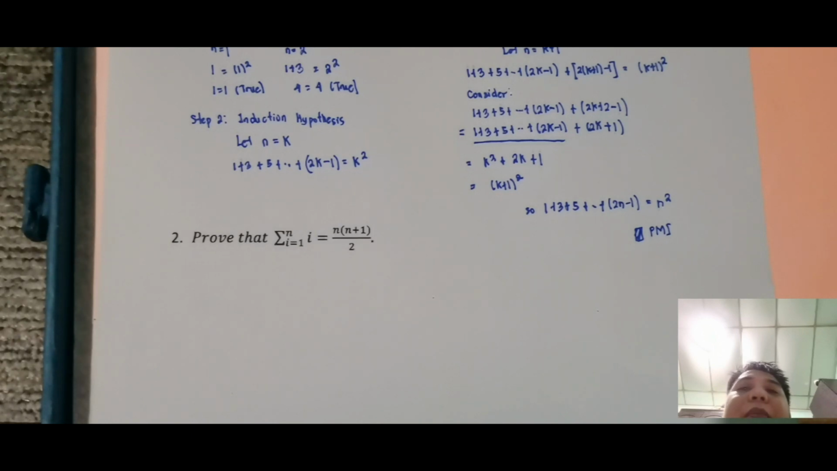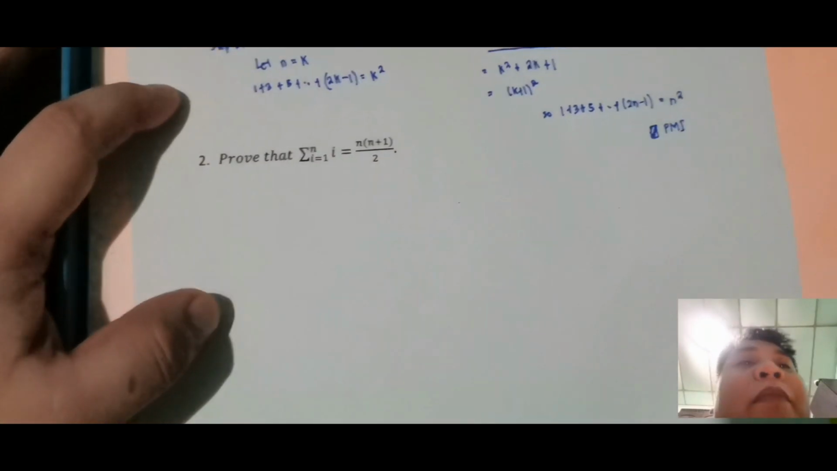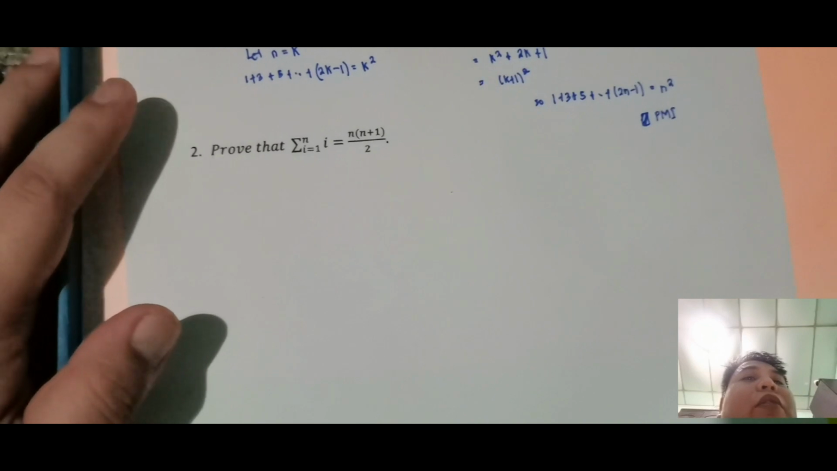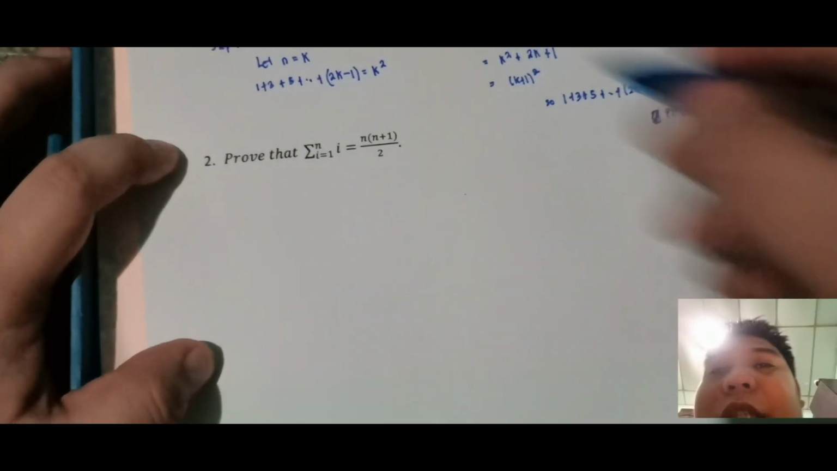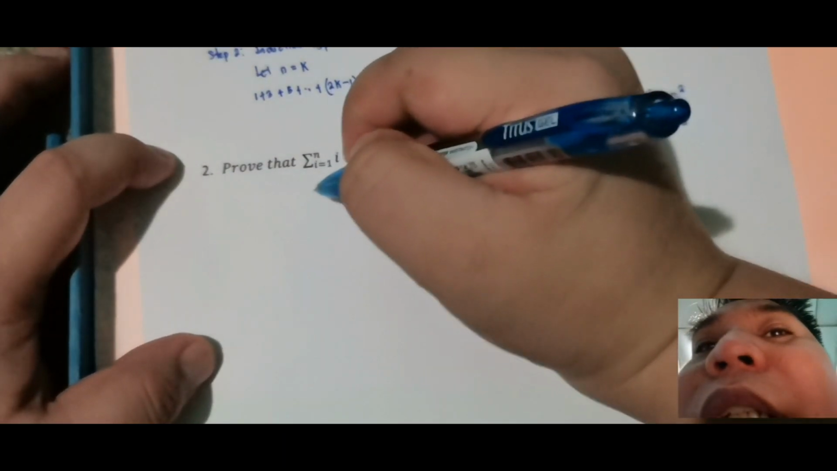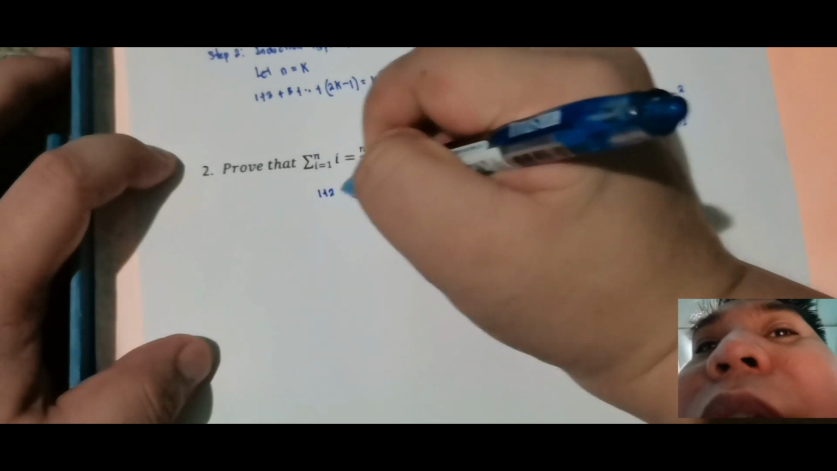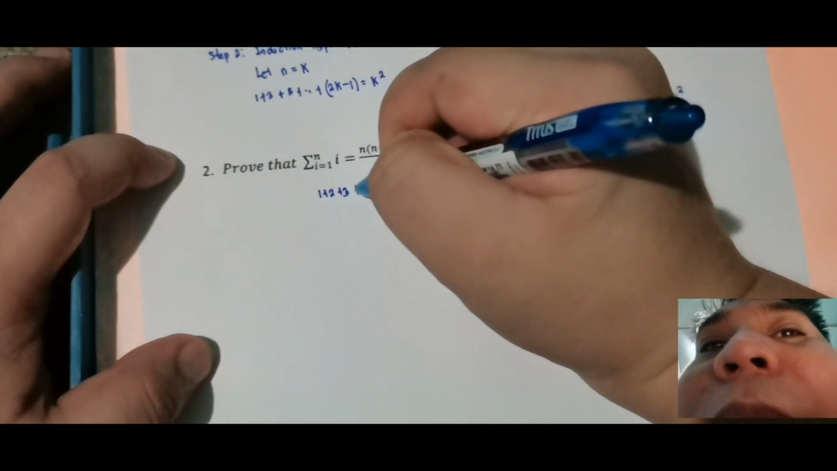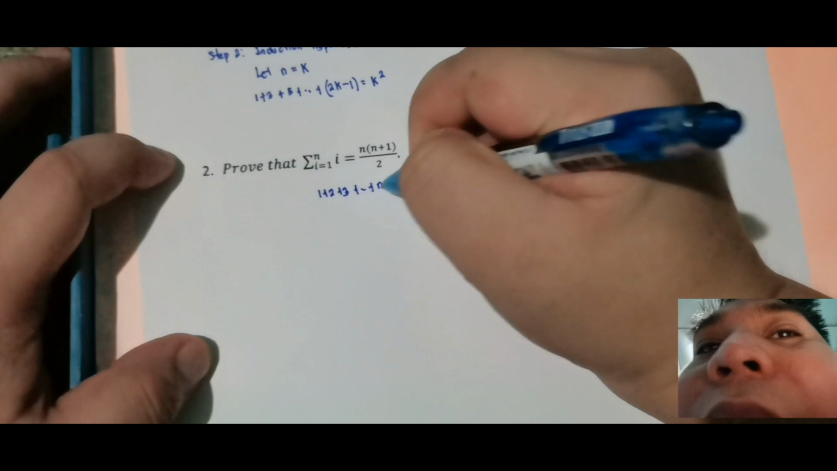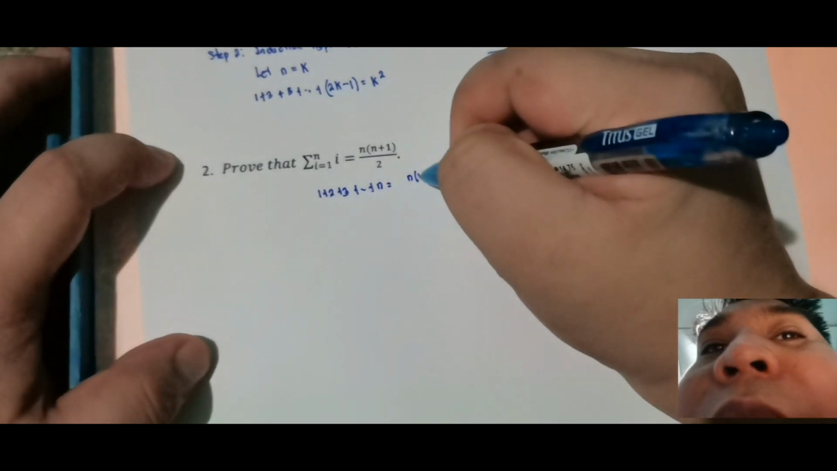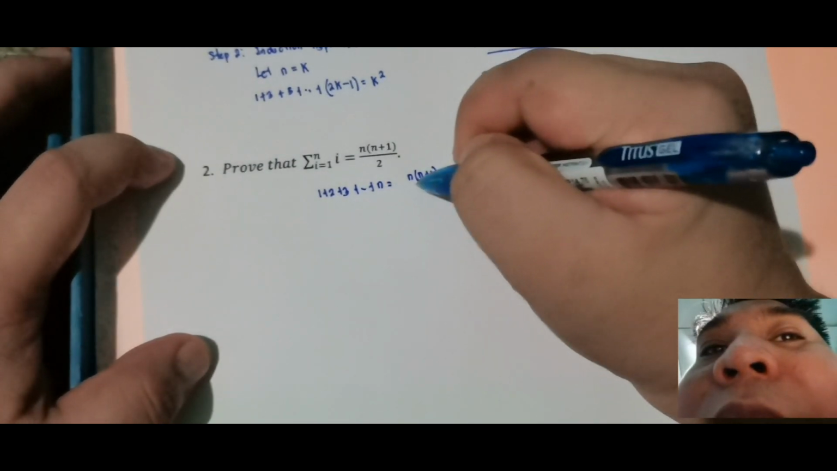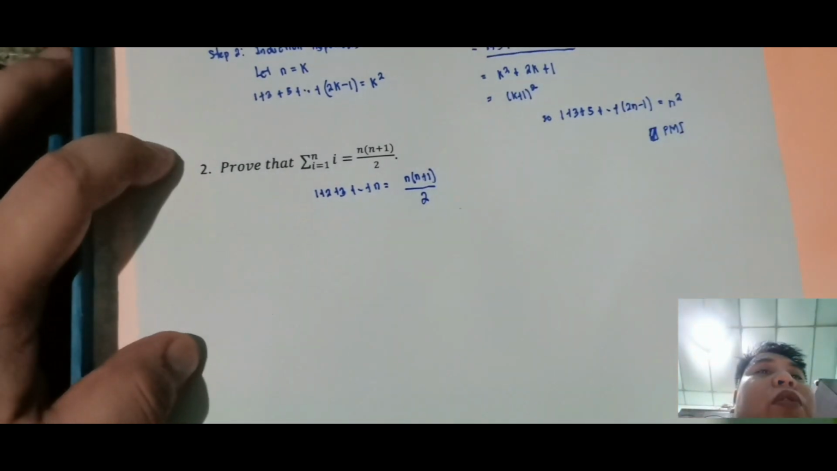So, aware ka naman ano yung summation. So, lalagay ko na lang ano ba ibig sabihin ng summation of i for i is equal to 1 up to n. So, that is start tayo sa 1 plus 2 plus 3 plus dot plus n is equal sa n times n plus 1 over 2.